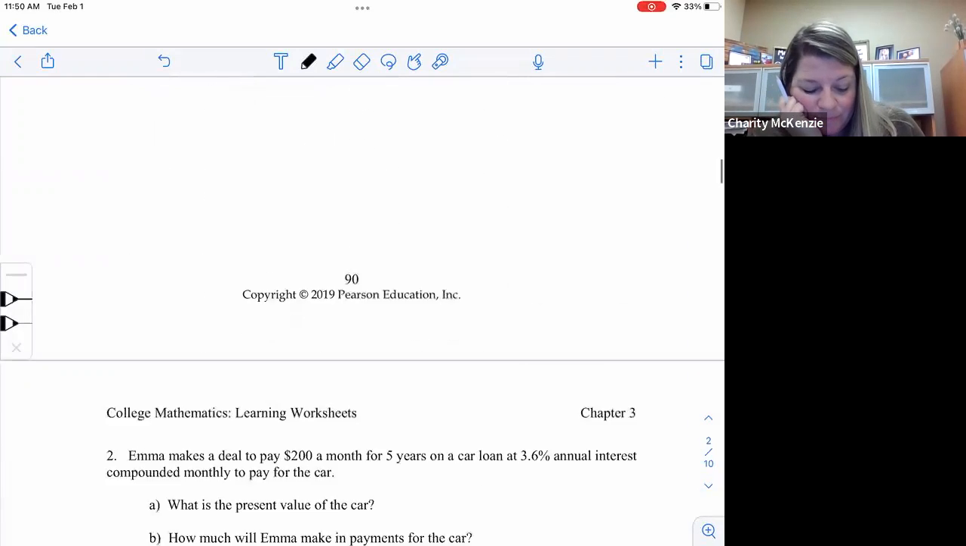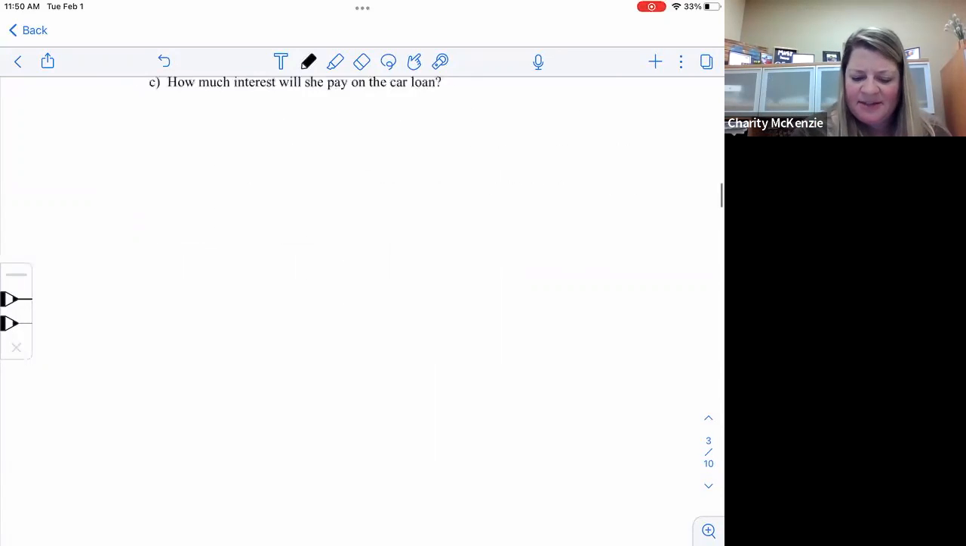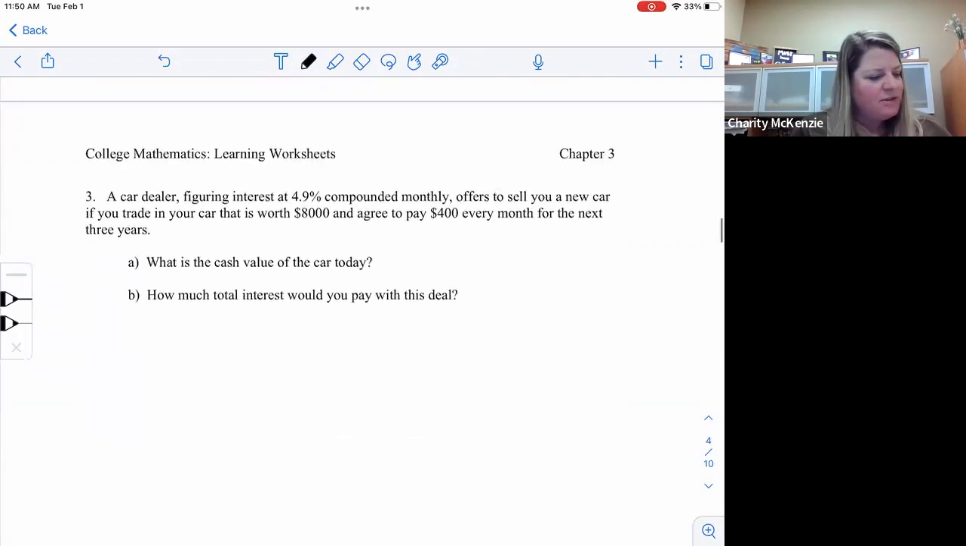Okay. The next question is exactly the same. This note packet is huge. It has a lot of questions. So let's look at problem 3. A car dealer figuring interest at 4.9% compounded monthly offers to sell you a new car if you trade in your car that's worth $8,000 and agree to pay $400 every month for the next 3 years. Is this a good deal? How are we going to figure this out? It's asking, what is the cash value of this car today?